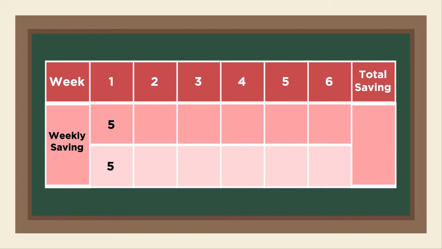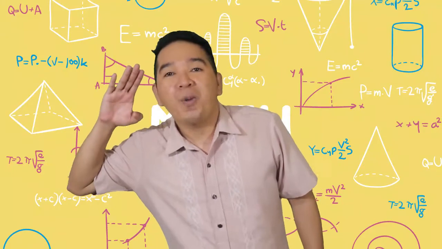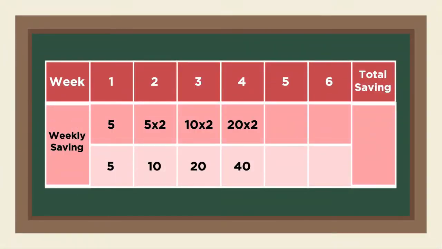Since we started with 5 pesos for the first week, for the 2nd week, we have to save 2 times 5 pesos, so that's 10 pesos. From 10 pesos, how much should you save for the 3rd week? Yes, that's right. 10 times 2 will give you 20 pesos for the 3rd week. How about in the 4th week? Yes, that's right. 20 times 2 will give you 40 pesos for the 4th week.